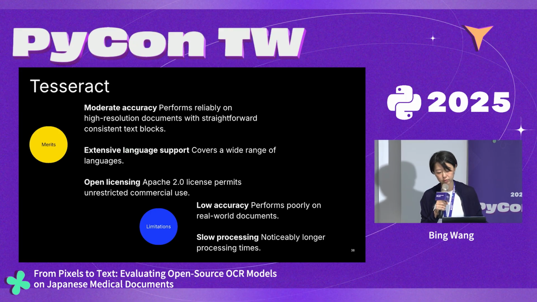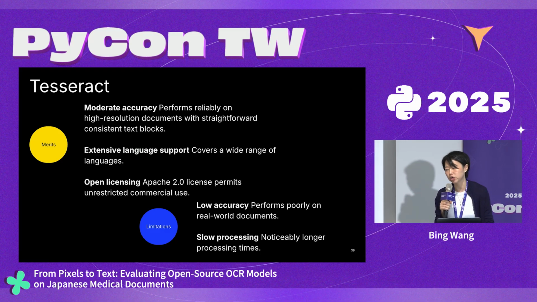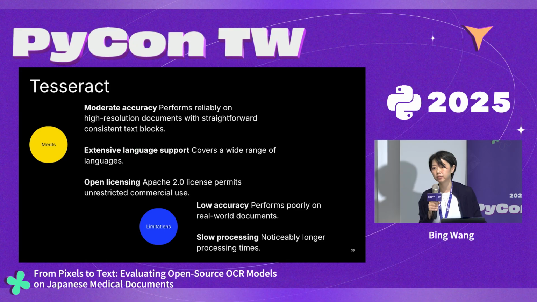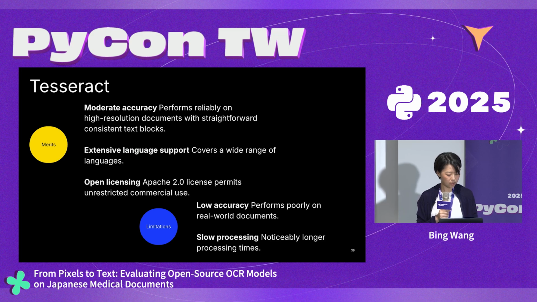For Tesseract, I'm not going to talk too much about it. In general, we noticed it struggled with a lot of the documents that we fed it. For some simpler documents, Tesseract does a fairly decent job, but Yomitoku and Paddle just did much better. Okay, I think that's it for the talk.